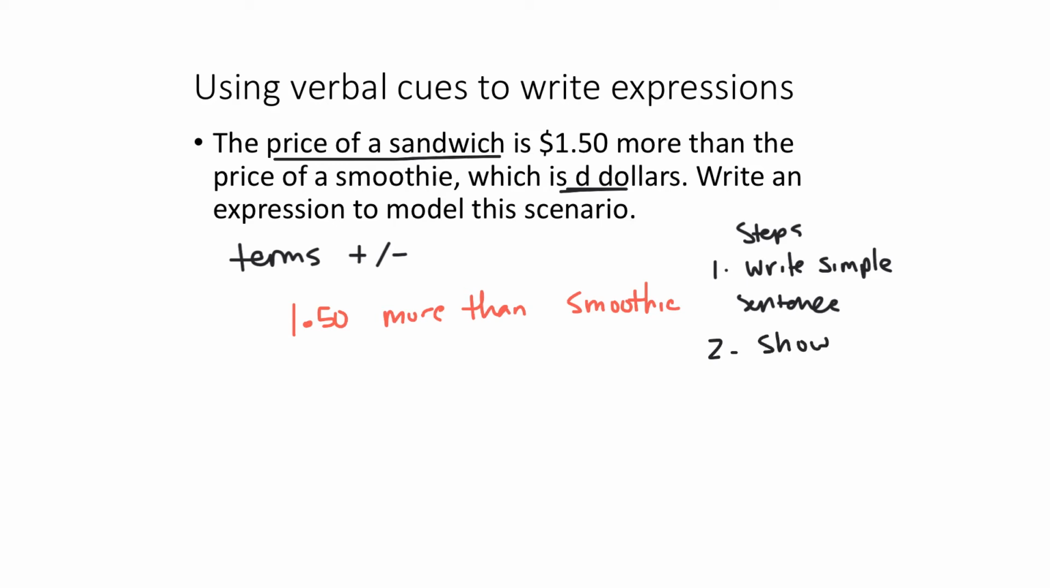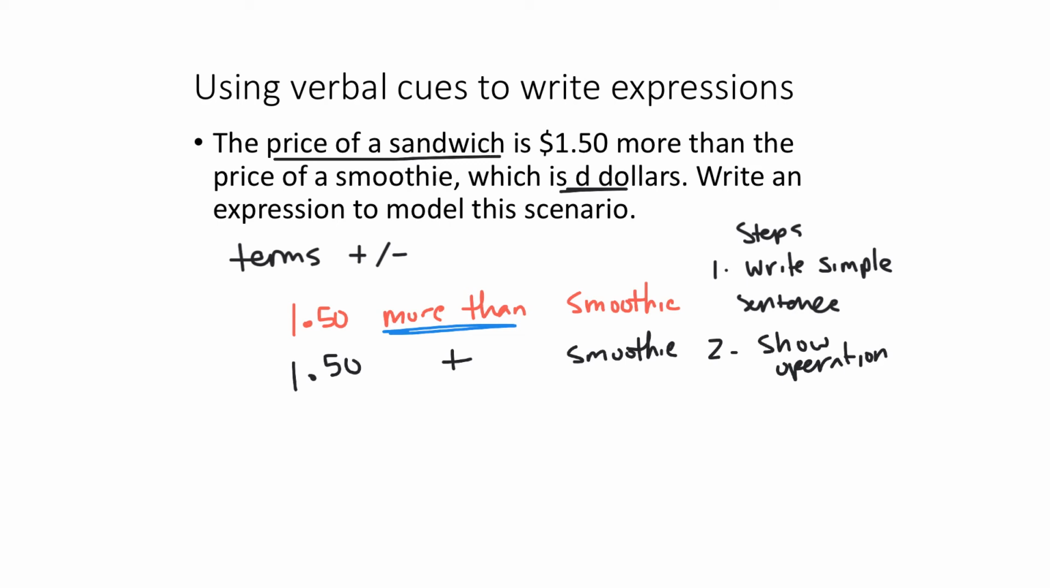So we want to look at our operations. We want to look at those trigger words, and the word that should pop out at you is "more than." And so when I break this apart and I write my next line, this is $1.50 plus the smoothie. Now notice that I kept the same word there because this is something that we don't know. The smoothie is the unknown here.